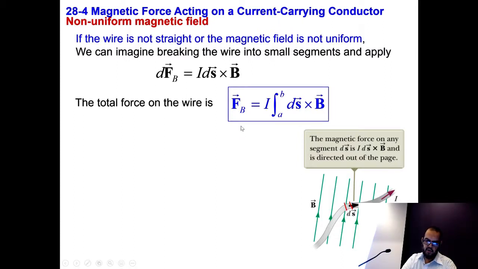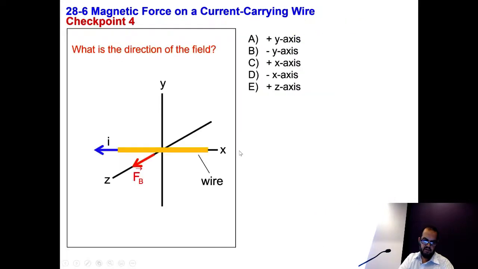So this is the new equation. The total force on a wire is I, and you can take I outside the integral because we assume the current is constant here, times the integral from the initial position to the final position of ds crossed with B. Okay, so this integral sometimes is easy to do, and we'll see at least one example.